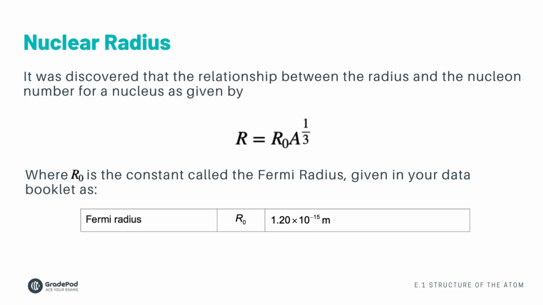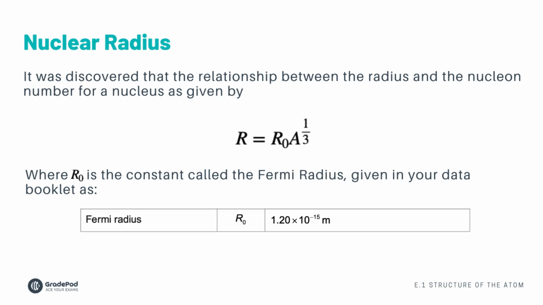And what they found was a very clear relationship to calculate what the radius of a nucleus would be. Their relationship is that the radius of a nucleus, and you can see it on the screen below, R, is equal to R0 A to the power of a third. Okay, what's R0? Well, R0 is the Fermi radius, and that's given in your data booklet. It's a constant number. It's 1.2 times 10 to the minus 15 metres. So that's pretty easy to pop into your formula.